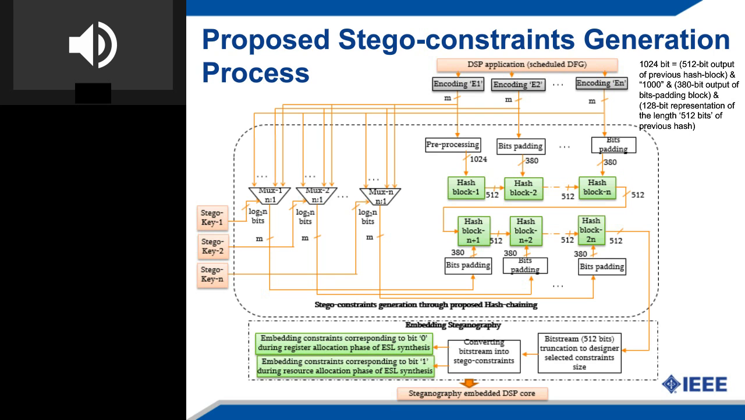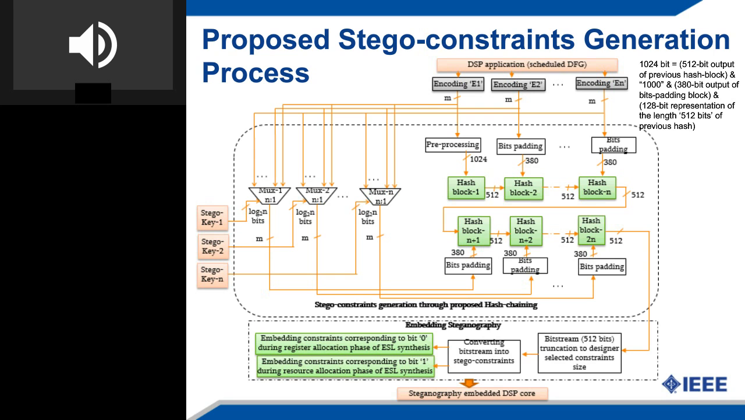And once the 2n hash blocks have been traversed, it produces the bit stream, which is 512 bits, which is subjected further to truncation based on the designer's selected constraint size. And then whatever is the value of the truncated bit stream, that is converted into its respective stego constraints based on the encoding rule.